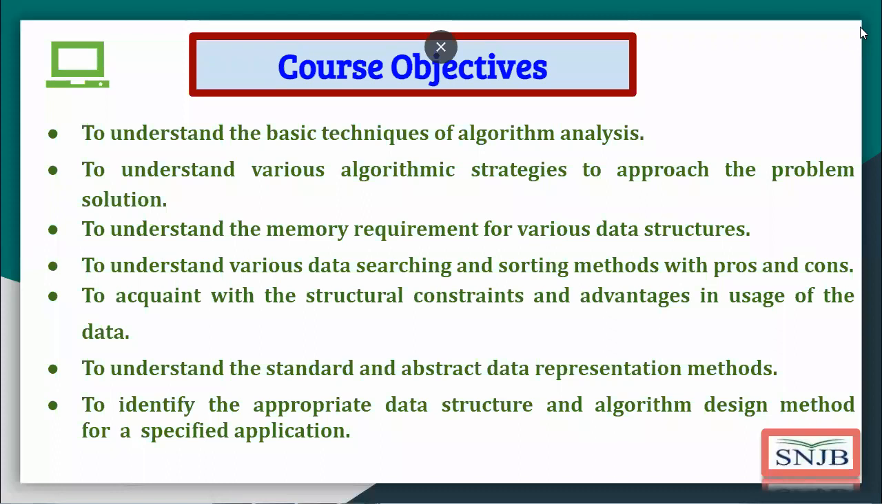Okay, so this is very important while you are studying the data structures properly, so that you can understand how exactly the memory management is required. Okay, to understand various data searching and sorting methods with pros and cons. So what are the different data searching and sorting methods? We'll see thoroughly what exactly the searching and sorting methods in data structures are, and why they are required in daily routine. Okay, so we'll see that part also.